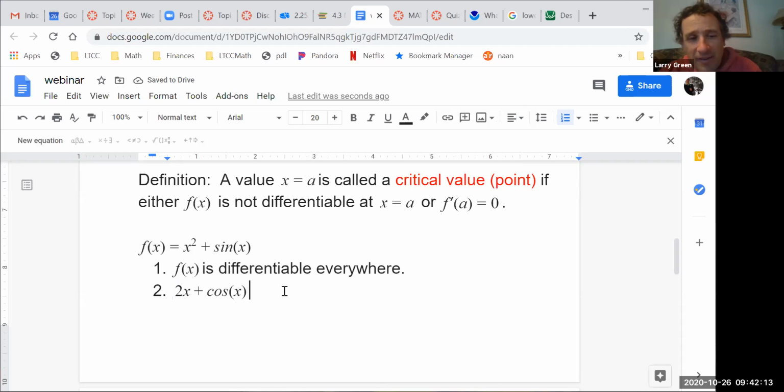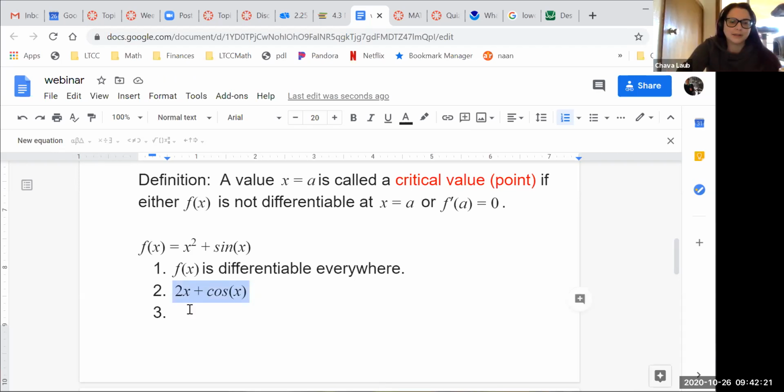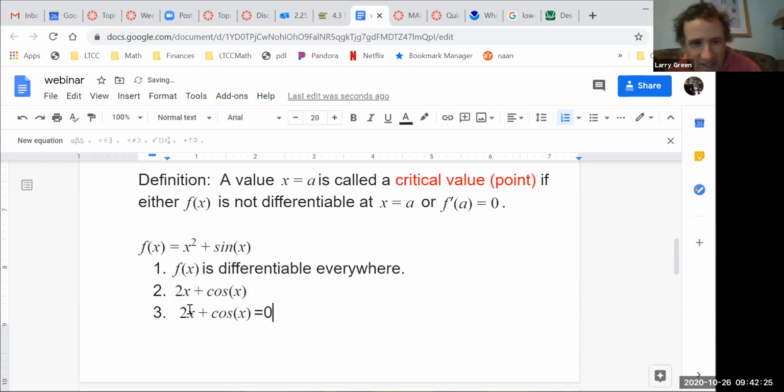Okay, and hopefully you all know that you just get 2x plus cosine of x. What's step three? Take 2x plus cosine of x equal to 0. Okay. Who knows how to solve that? And the answer is none of you. Step three is the hard step.